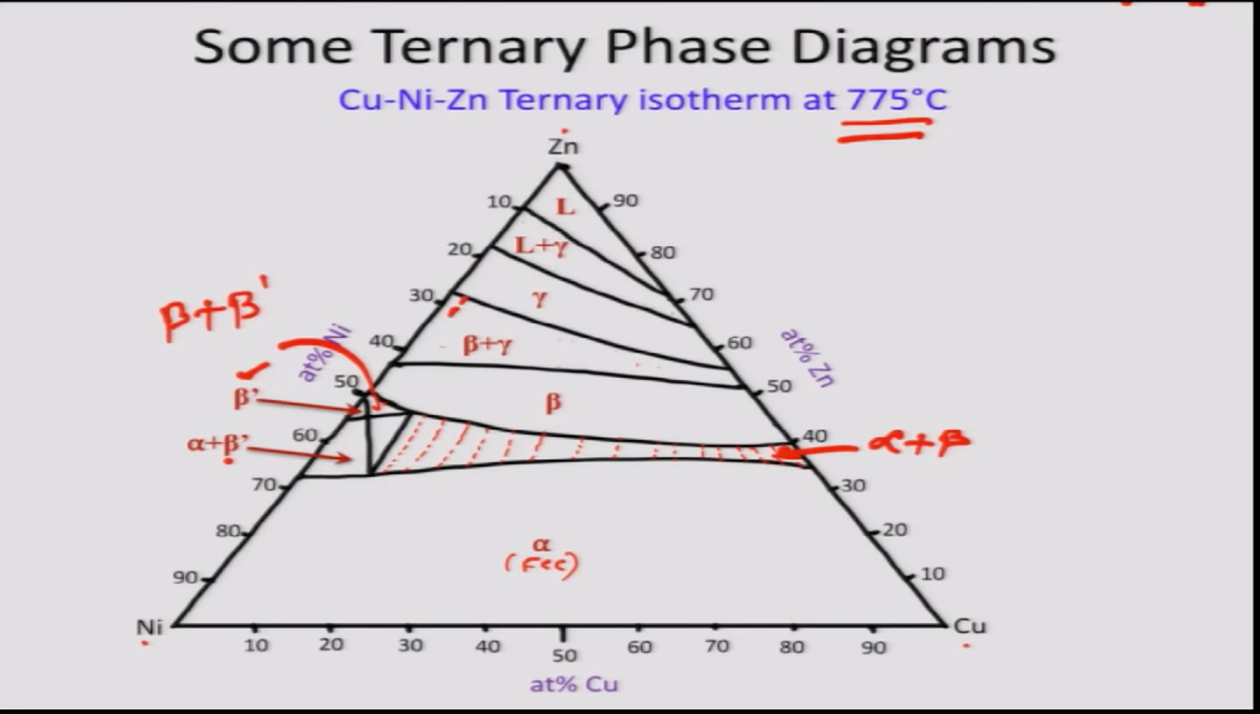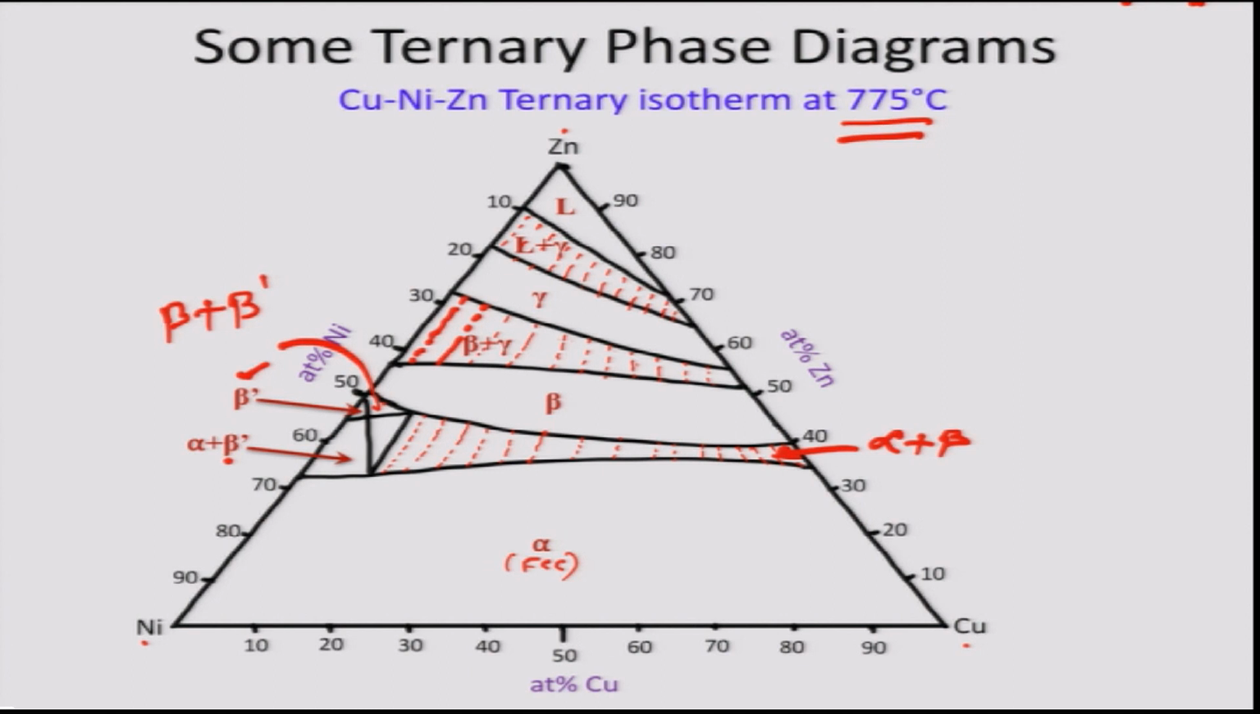In beta plus gamma they may look like this. Liquid plus gamma, and the tie lines basically join the equilibrium compositions of the two phases in equilibrium. Now for the precise tie lines one needs to experimentally determine those, but these tie lines would roughly look like this. There also exists one three phase region here.